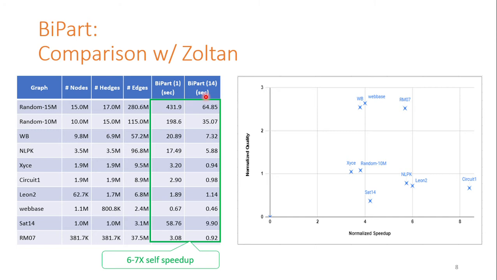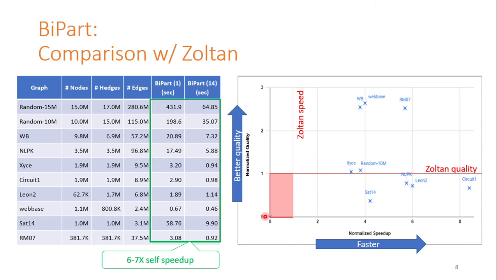during parallelization. On the right, it visualizes the comparison of ByPart and Zoltan. The x-axis shows the speedup normalized to Zoltan speed. The more to the right, the faster the ByPart result is. And the y-axis shows the quality of our solution normalized to Zoltan's quality. The higher, the better.